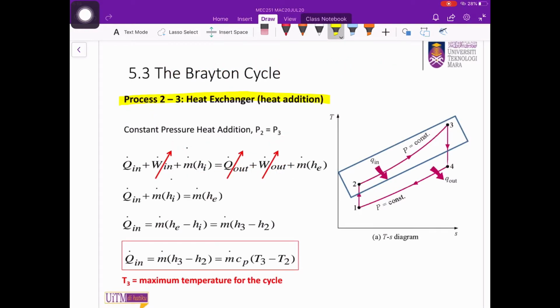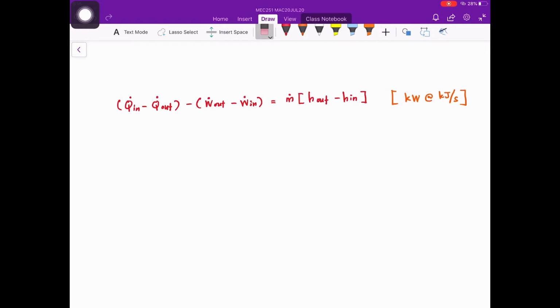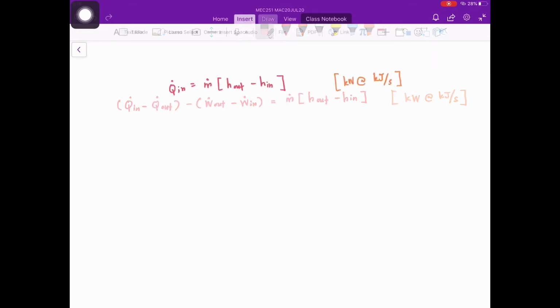Process 2-3, heat exchanger, heat addition at constant pressure. Pressure at state 2 is equal to pressure at state 3. From the steady flow energy equation, we know that the heat exchanger only receives or releases heat. For our case, it is a heat addition process. Therefore, the term Q dot in is maintained, and there is no work involved in the heat exchanger. Thus, our steady flow energy equation will now become this expression.